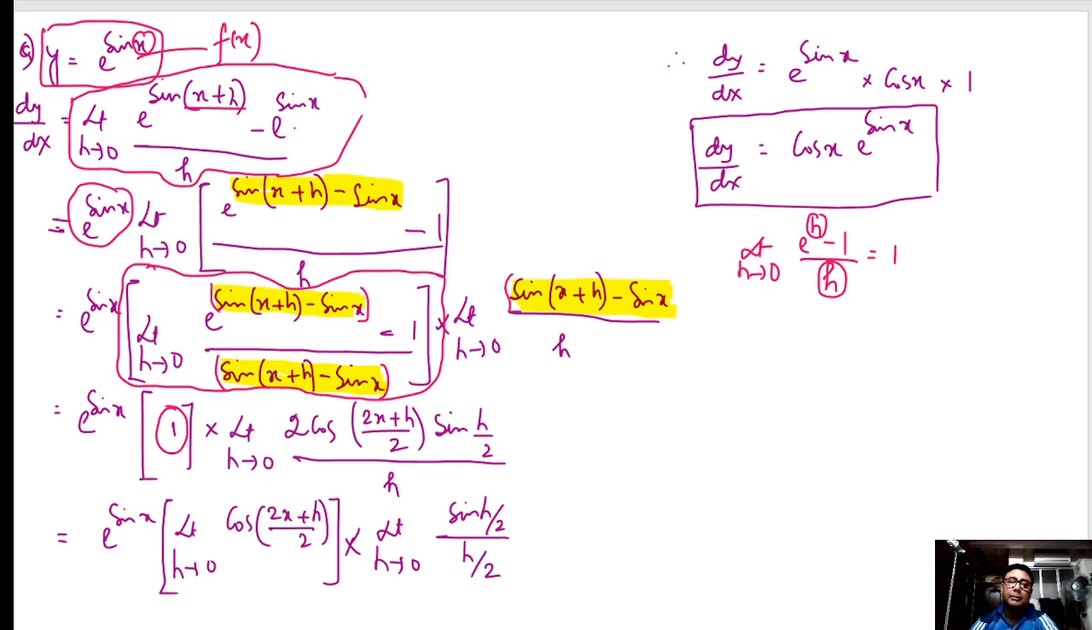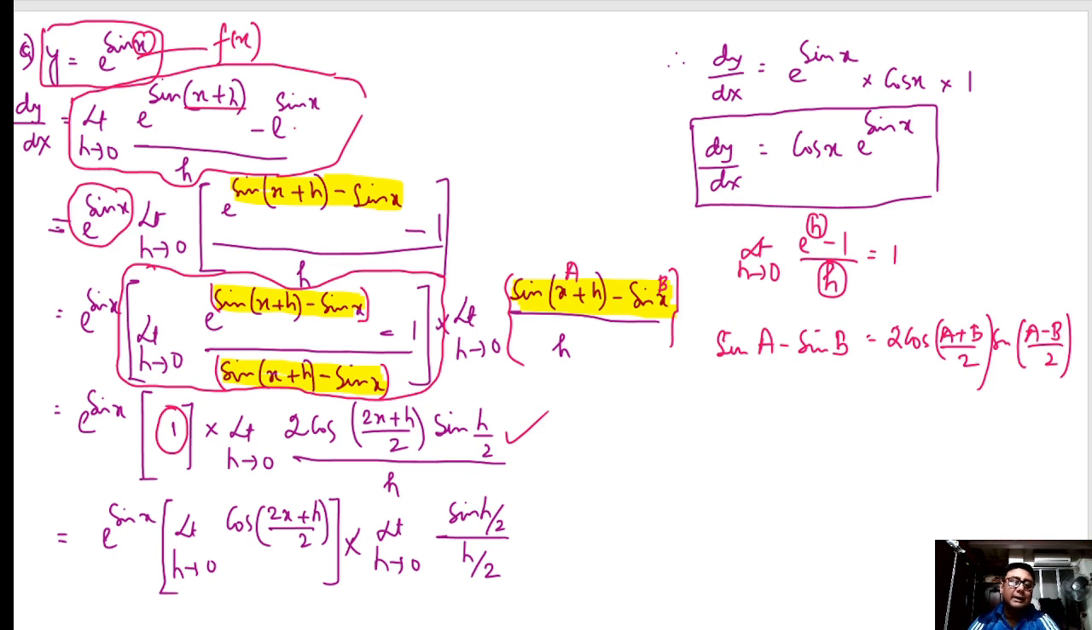And now applying the limit on this part. Okay, so it is sine a minus sine b. The formula for sine a minus sine b is 2 cos a plus b by 2 sine a minus b by 2. So this is our a and this is our b. So putting this, we get this formula.